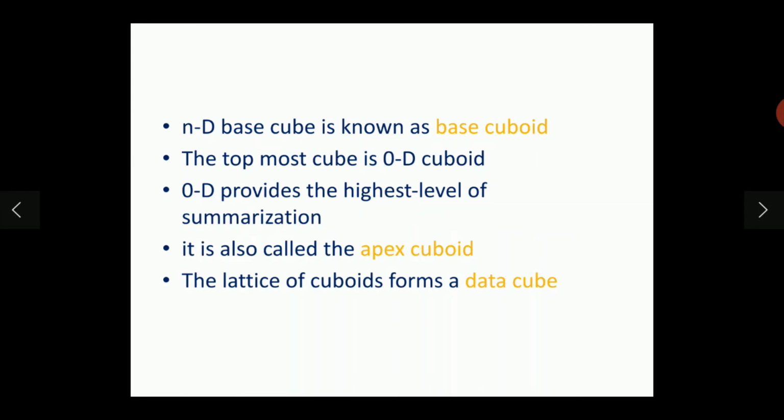The n-dimensional base cube, the nD base cube, is known as the base cuboid. The topmost cuboid is the 0-dimensional, the 0D cuboid. The 0D provides the highest level of summarization. It is also called the apex cuboid at the top of the cuboid. The lattice of cuboids forms a data cube. So what is a lattice? Let's see.